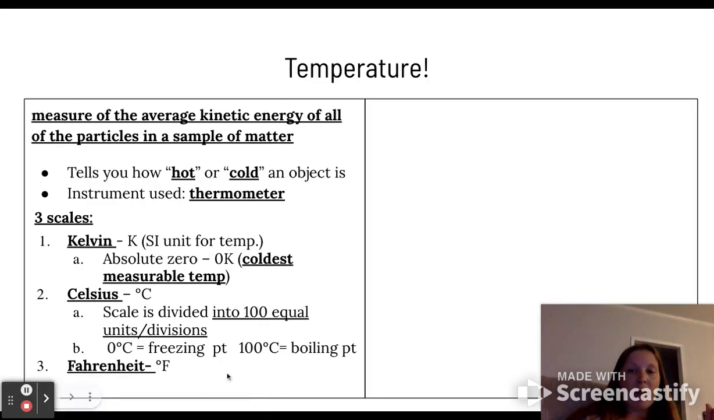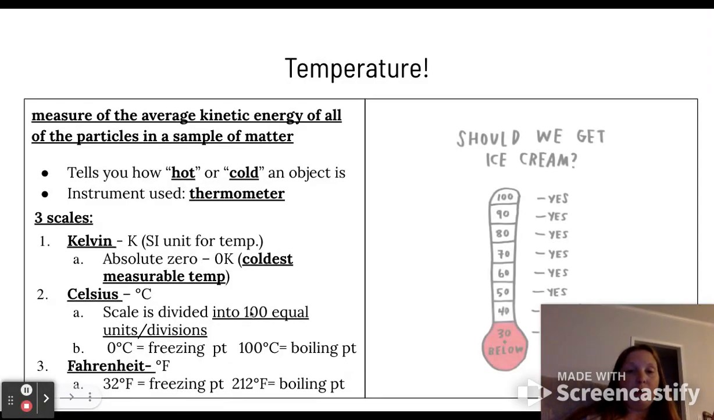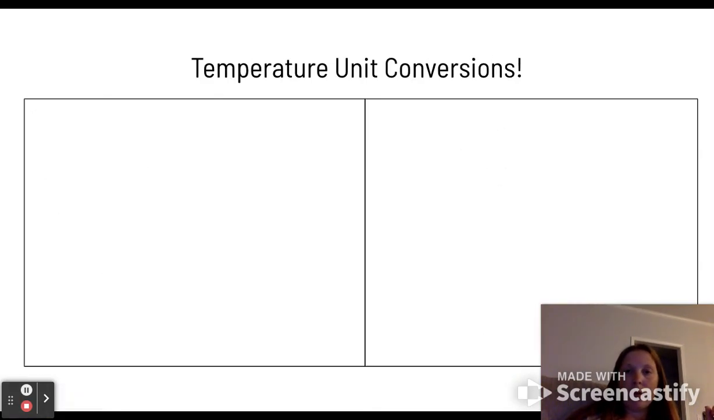Then the last one is Fahrenheit. This is the one I deal the least with, especially as you move into chemistry. But you guys know what Fahrenheit is, and you know the symbol there. Freezing point for water, and these are all from reference of water, is 32 degrees Fahrenheit. Boiling is 212. And there you go. Cute little meme or GIF there.